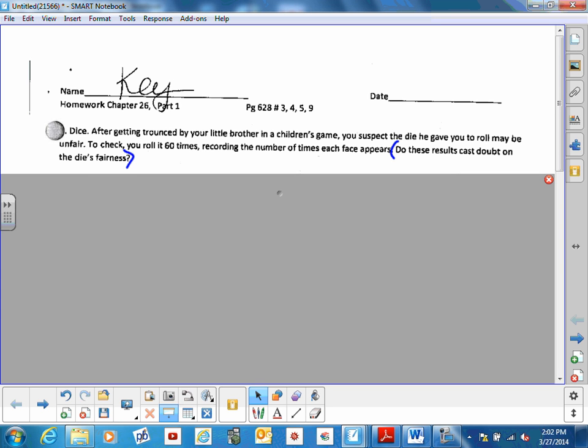After getting trounced by your little brother in a children's game, you suspect the die he gave you to roll may be unfair. To check, you roll it 60 times and record the number of times each face appears. Do these results cast doubt on the die's fairness?